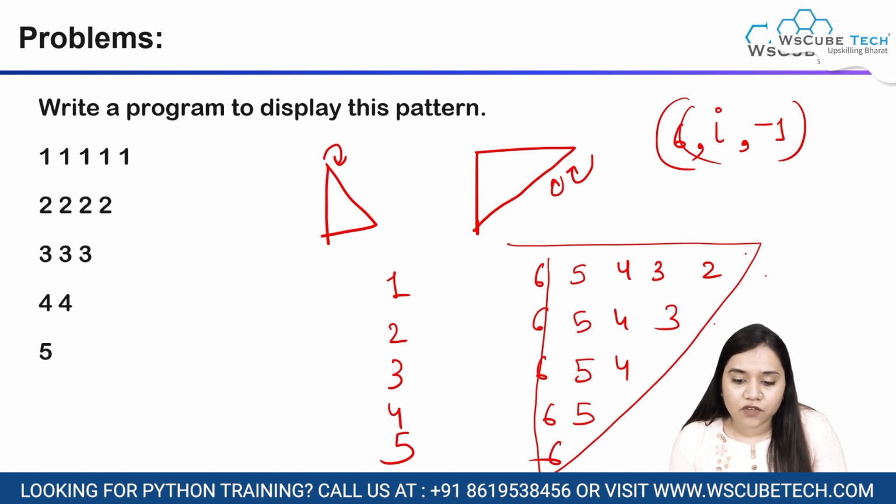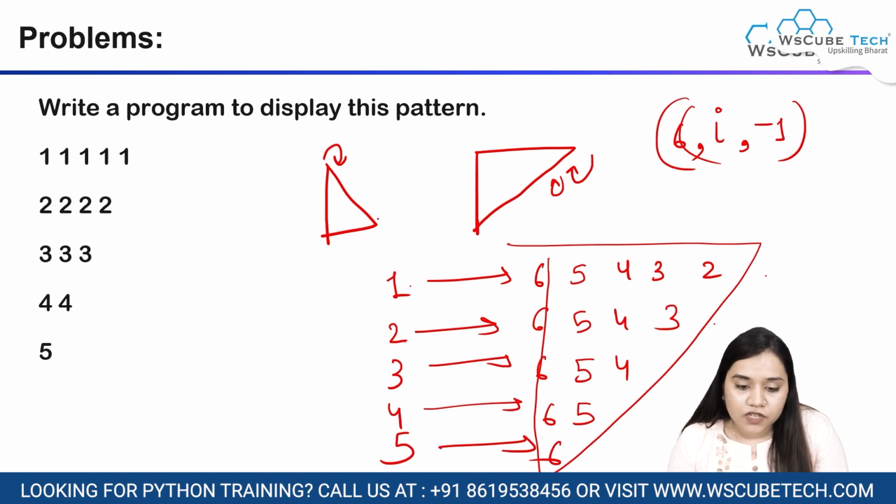We need to obtain 1, 1, 1, 1, 1. That is the number of the row. In this case we have this, in this case we have this, in this case we have this, and in this case we have this number. So we need to work on the rows and columns both. For the rows, in the first case, what will happen? The rows will remain the same. If we are talking about just rows, the number of rows will remain the same.